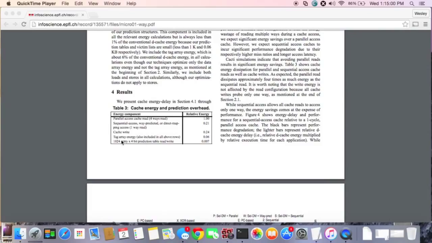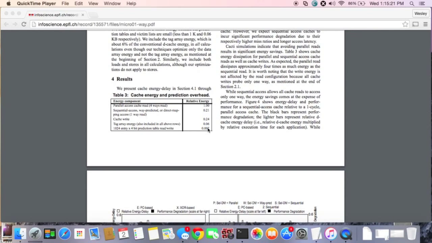And this 1024 entry by 4-bit prediction table read write, that's denoting the lookup tables that the selective direct map and way prediction uses, because they use this table to actually generate the prediction, and it's very, very cheap to do, energy-wise.